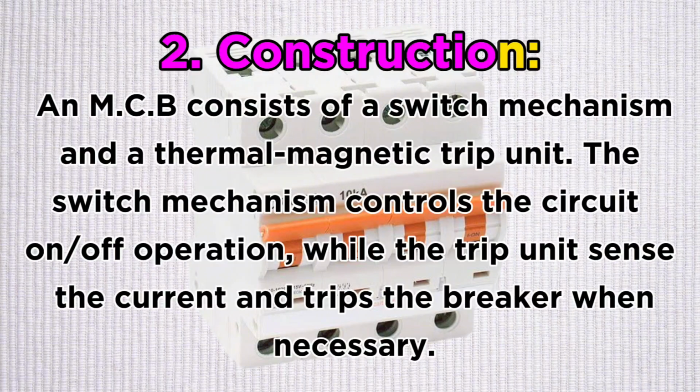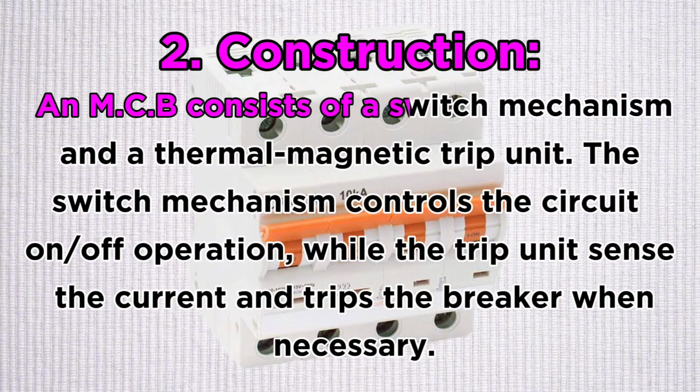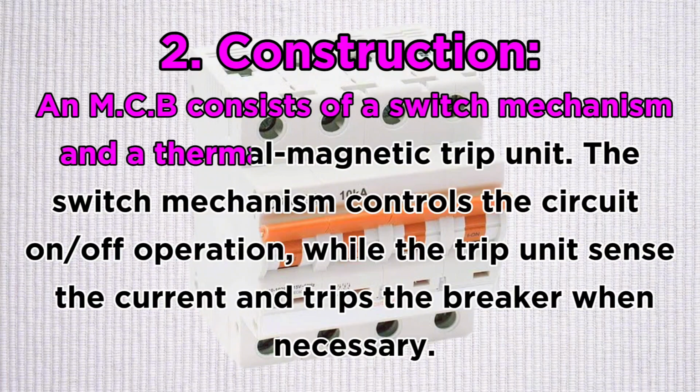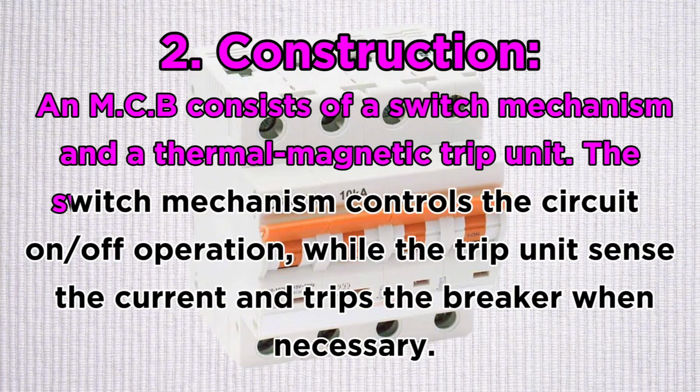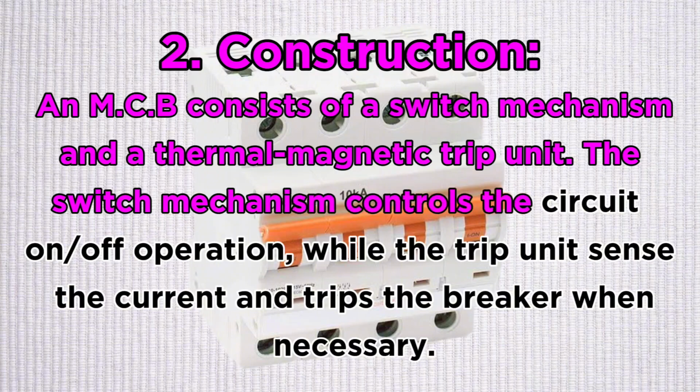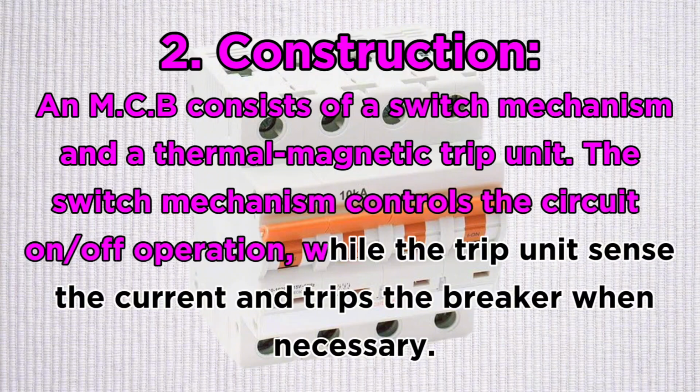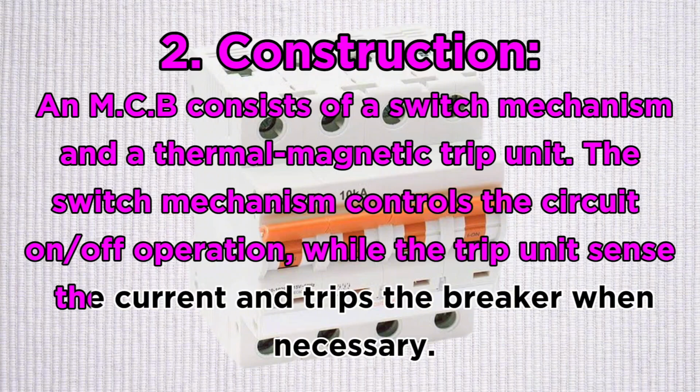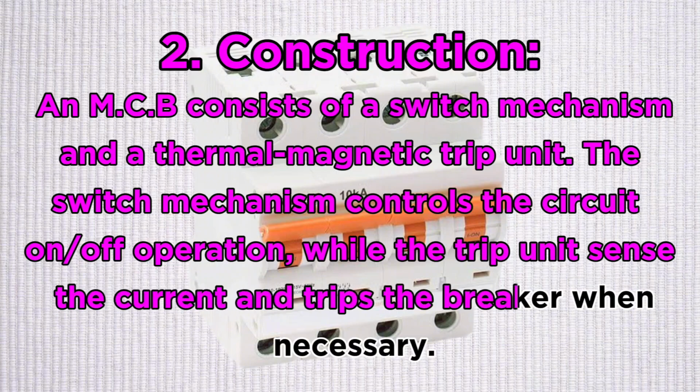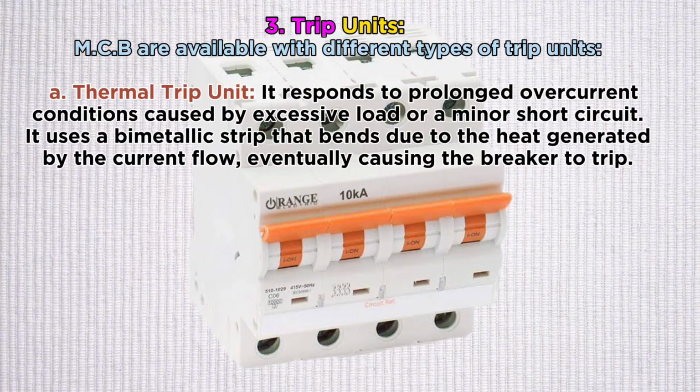2. Construction. An MCB consists of a switch mechanism and a thermal magnetic trip unit. The switch mechanism controls the circuit's on or off operation, while the trip unit senses the current and trips the breaker when necessary. 3. Trip units. MCBs are available with different types of trip units.